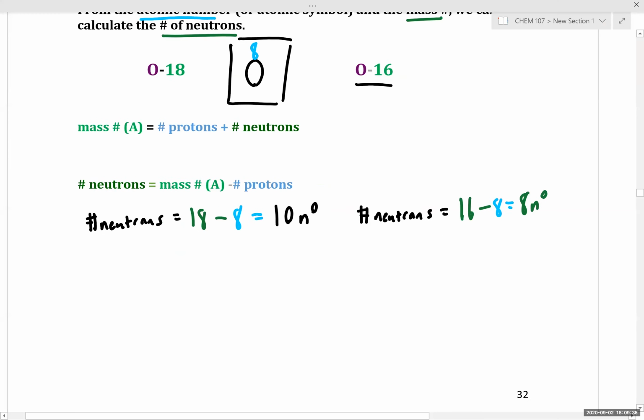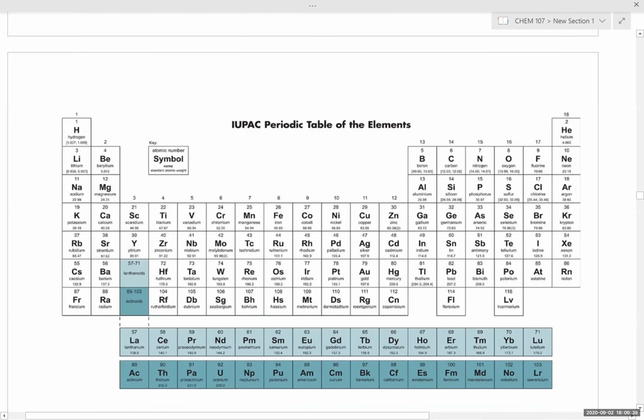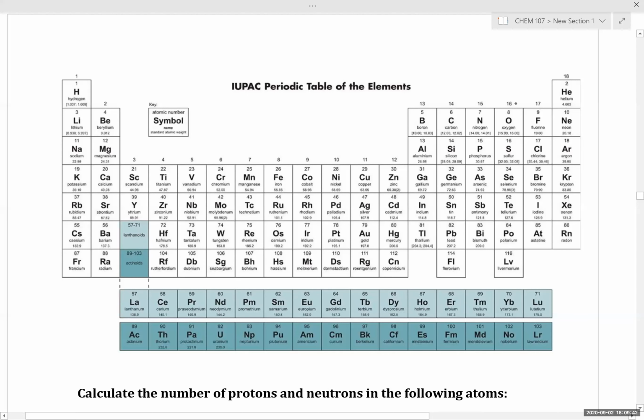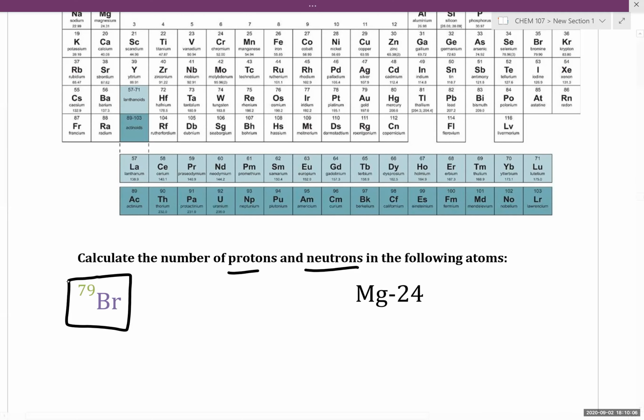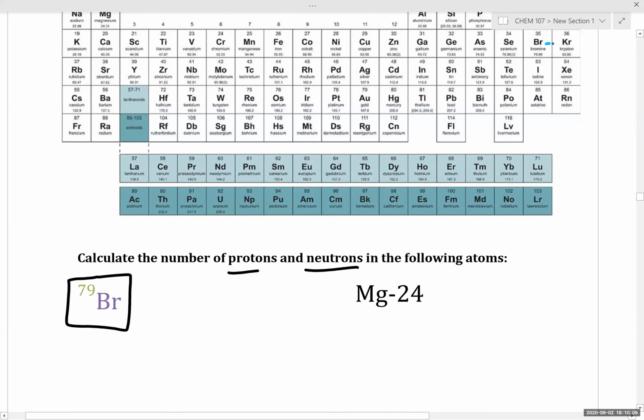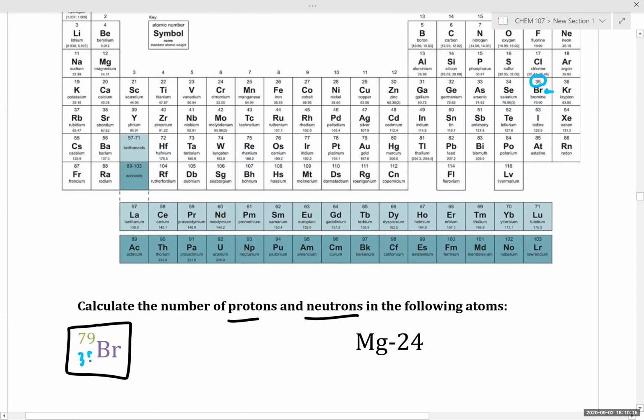If not, let's continue on now. So here's your periodic table once again. We can read off our atomic numbers from the periodic table. We're going to do an example where I start us off and then you will do a subsequent example. We're asked to calculate the number of protons and neutrons in the following atom: bromine 79. My first order of business is to find bromine's atomic number. I found bromine, and the atomic number is above my element symbol. So I'm going to fill that in. I know that my number of protons is equal to 35. That's easy.